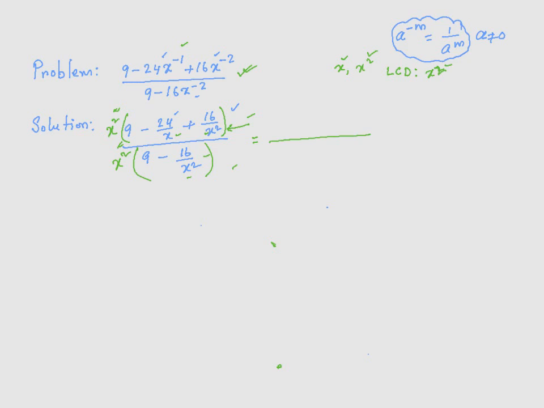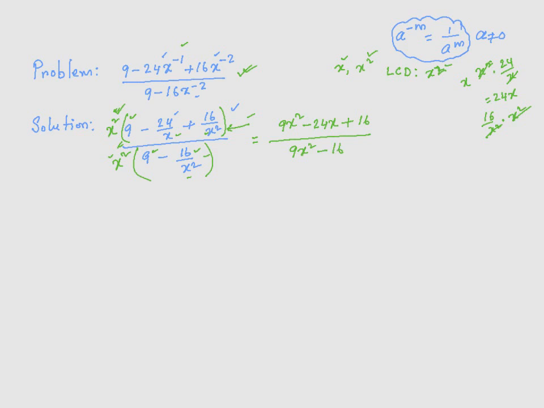Now I'm going to use the distributive property. X squared times 9 is going to give me 9x squared. Then x squared times, let me do this one on the side, x squared times 24 over x. X goes into x squared x times, so that's going to give me 24x. So it's going to be negative 24x, and then plus 16 over x squared times x squared. Again, I'm using the distributive property. That gives me just 16. And in the denominator, x squared times 9 is going to be 9x squared. Then 16 over x squared times x squared is going to be 16.